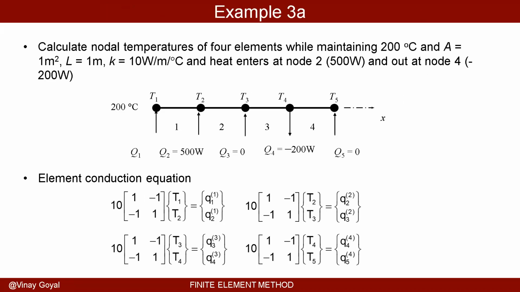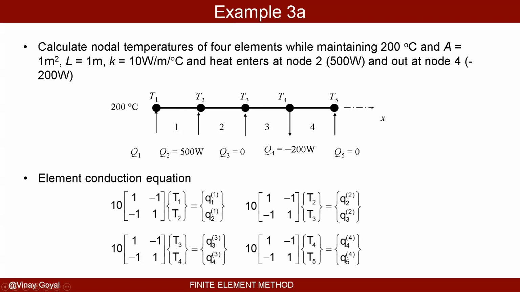Here, let's look at how this looks for a problem like this. Calculate the nodal temperatures of 4 elements while maintaining 200 degrees F at this node. And A equals 1 meter squared. L is 1 meter. K is this much. This is basically your conductivity. The heat enters at node 2 and leaves at node 4. So there's heat going in there, but heat coming out of this node, Q30, Q50. Here, notice how these are linear elements. I'm using linear elements right now. 1, 2, 3, 4 elements.